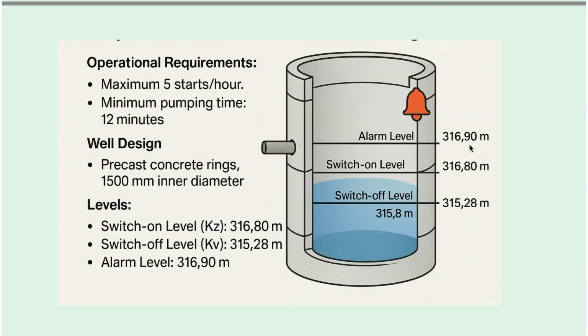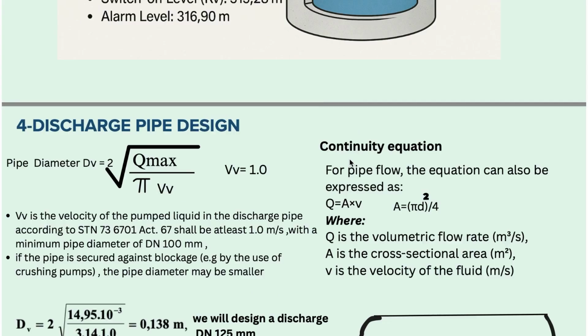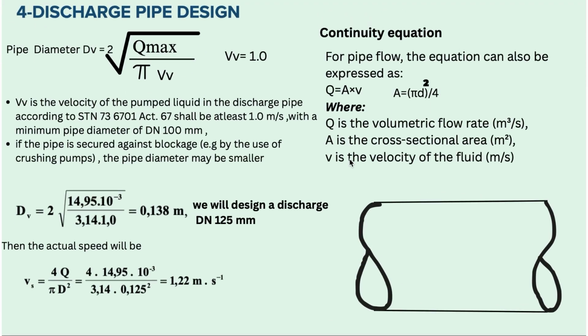Now you write down all of these values into your figure and you can easily see that this is your switch off level, switch on level, and your alarm level. Then you will calculate your discharge pipe design, which is the fourth step.